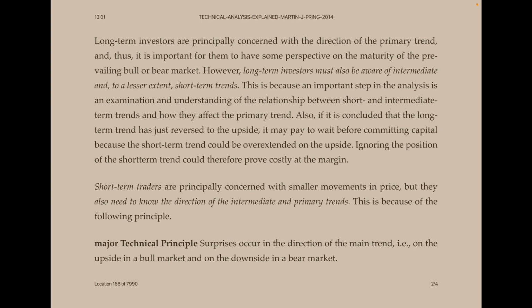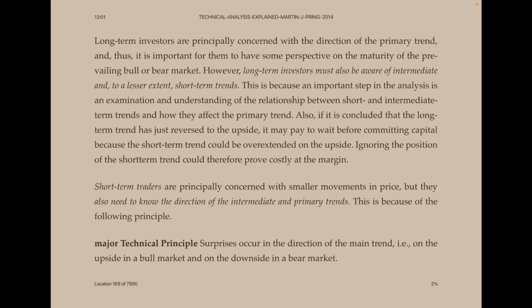Also, if it is concluded that the long term trend has just reversed to the upside, it may pay to wait before committing capital because the short term trend could be overextended on the upside. Ignoring the position of the short term trend could therefore prove costly at the margin.